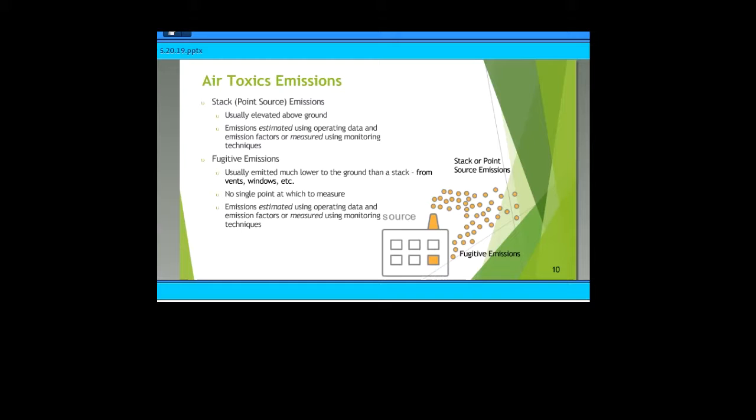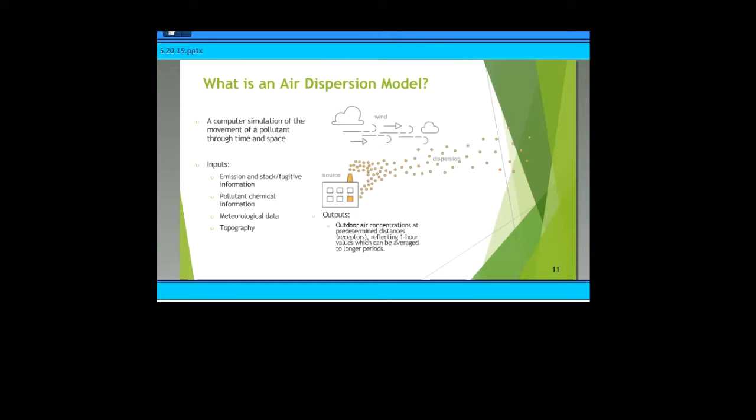So once we understand what the emissions are, we put those into a dispersion model along with some other information. So what's a dispersion model? It's a computer simulation that moves a pollutant through time and space. So the inputs that we use, again, we use emissions both from the stack and from the fugitive. We need to know about the pollutant, the chemical information. Is it a gas? Is it a particle? We also need to know how hot the exit is coming out of the stack and how big of a diameter it's coming out of the stack.